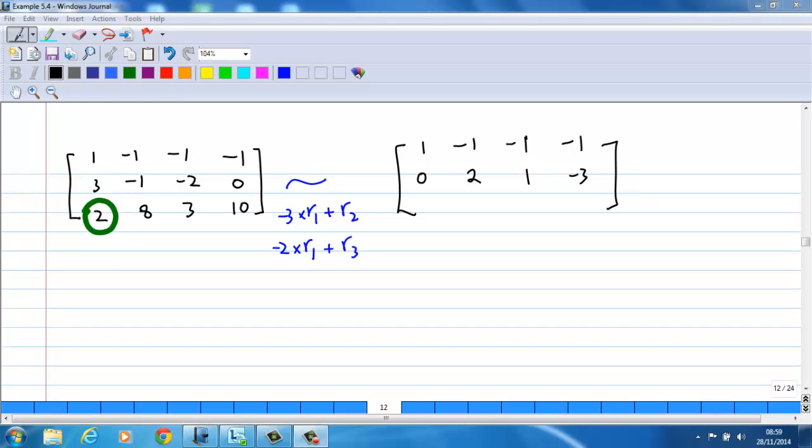Next, we will create a 0 in the third row, first column. You can achieve that by using minus 2 times the first row added to the third row. Then the third row becomes 1 times minus 2 plus 2, you get 0. Minus 1 times minus 2, you get 2, 2 plus 8, you get 10. Minus 1 times minus 2, you get 2, 2 plus 3, you get 5. Minus 1 times minus 2, you get 2, 2 plus 10, you get 12.